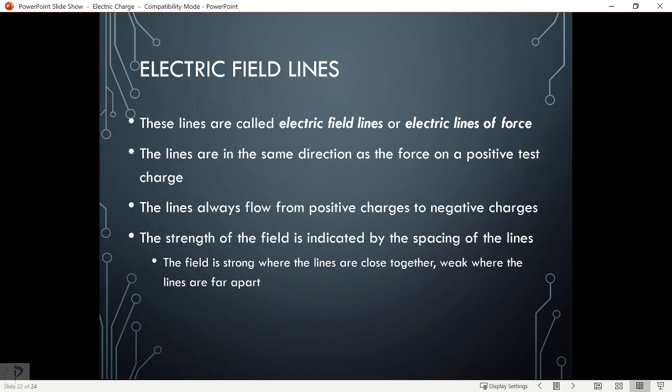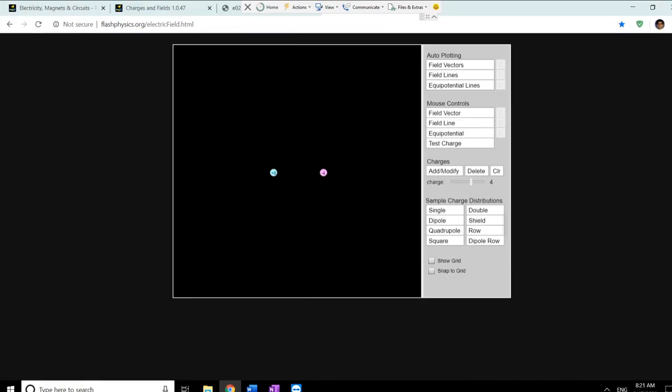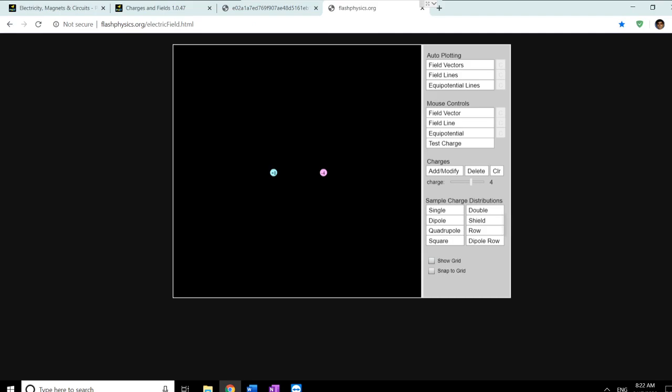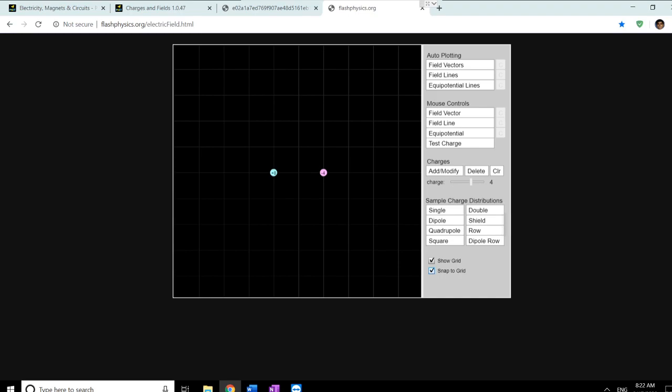Now, using this simulator, this is how we got the picture you may have seen on the board. This simulator draws out electric field lines. So I'm going to go ahead and activate the grid line. Show grid. There we go. Snap to grid. That's also nice.